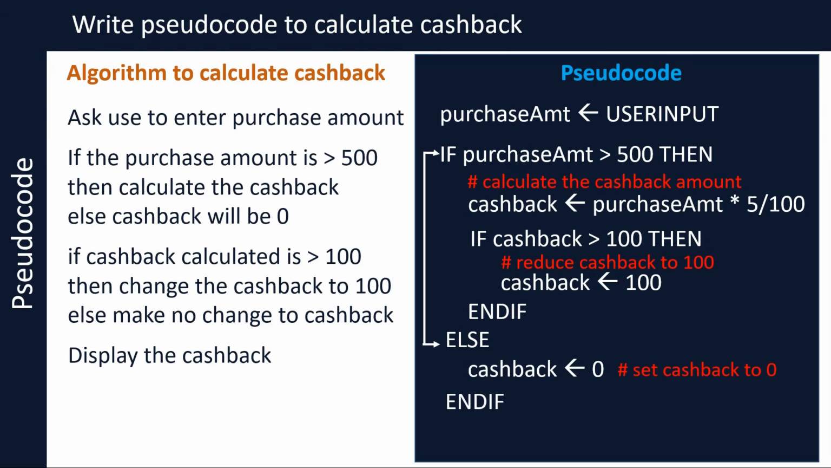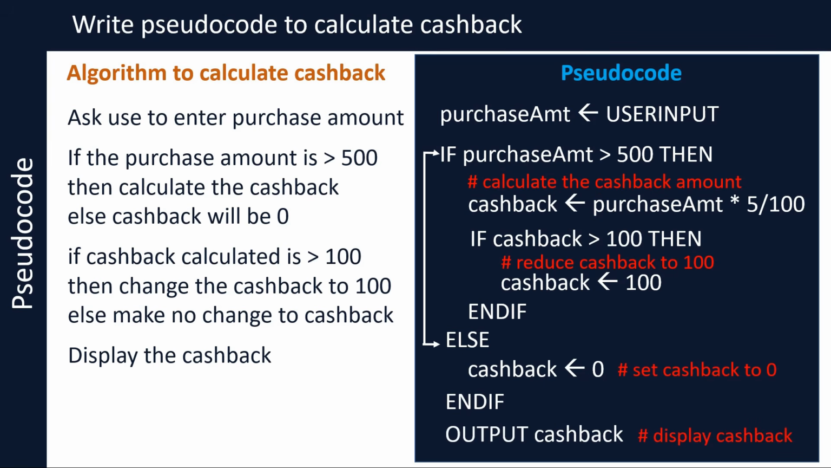Now, depending on which path the algorithm has taken, based on decisions taken in the above two decision steps, the value of the cashback amount will either be 0 if the purchase amount was less than £500, or the cashback amount will be £100 if the cashback amount calculated is greater than £100, as it will be reduced back to 100. Or it will be the actual calculated cashback amount if the 5% cashback calculated was less than £100. We then output the result stored in variable cashback.